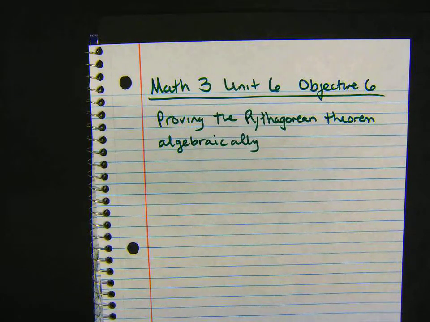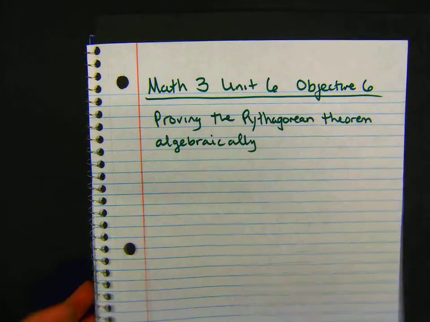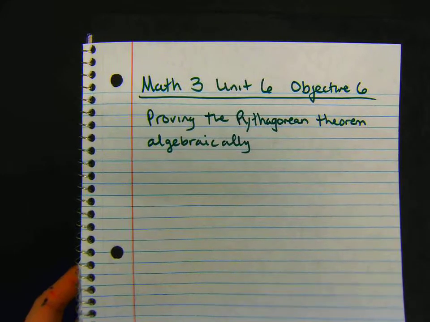Hello, in this video we're going to be talking about Math 3 Unit 6, Objective 6, proving the Pythagorean Theorem algebraically. In middle school, your students had lots of experiences with the Pythagorean Theorem, hopefully including proving it in several different intuitive, informal, mostly geometric ways. But now they have the algebra skills to see some beautiful algebraic proofs of the Pythagorean Theorem, and this unit is a perfect time to come back to that. If you have time this year, this would be a fun activity to do.